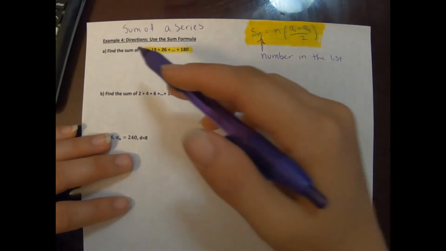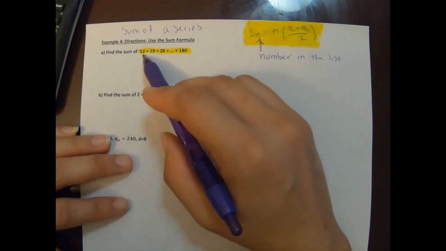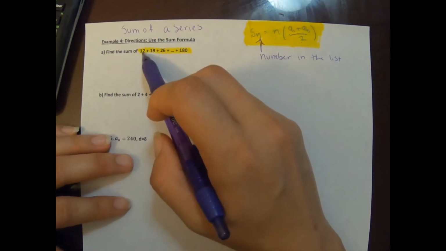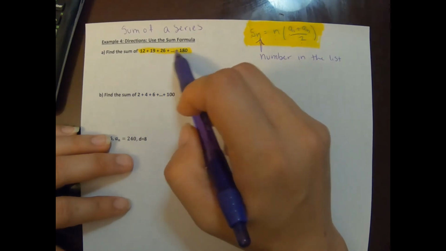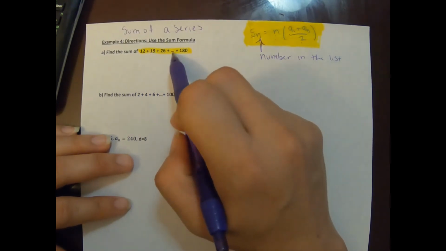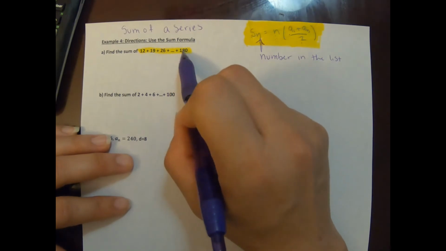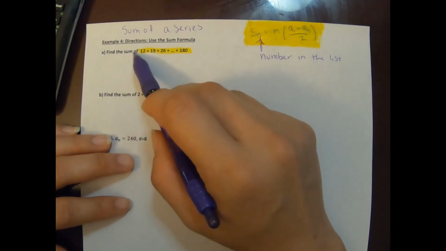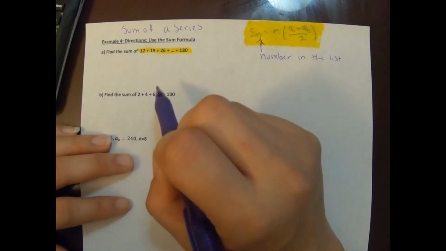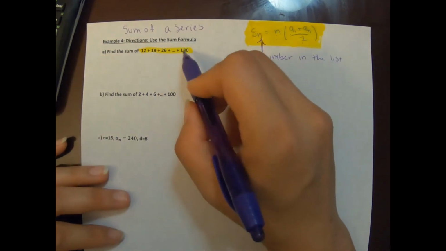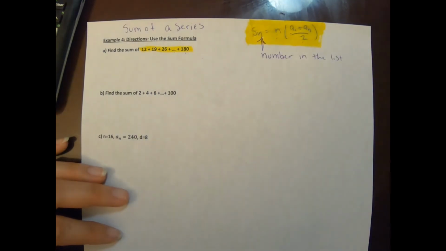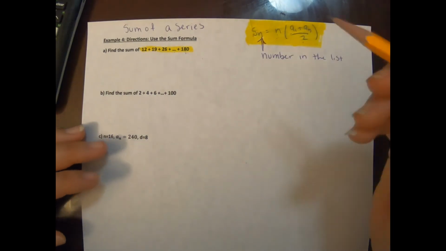Okay, so find the sum of this sequence. One of the problems here is, because there's a dot, dot, dot, we don't know what number this is in the sequence. So we don't know how many numbers it's asking us to add together. So we have to figure out which number in line 180 is. So to do that, I'm going to use the other formula.